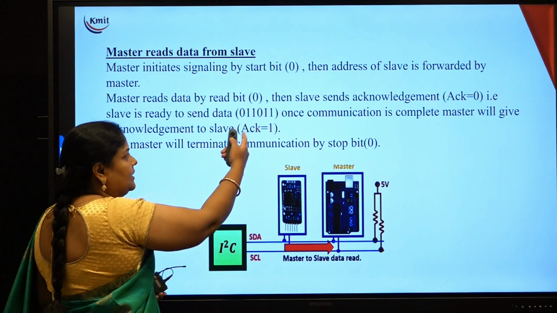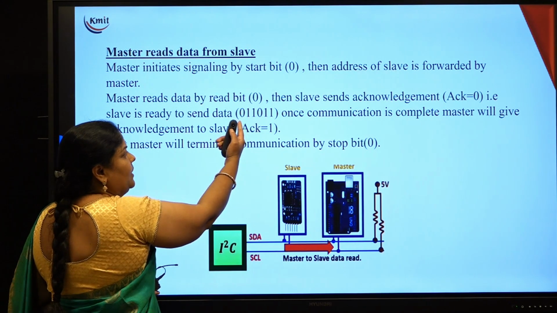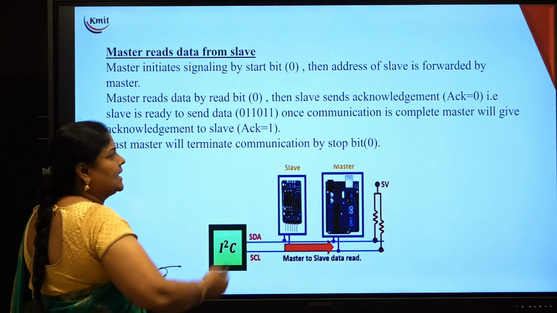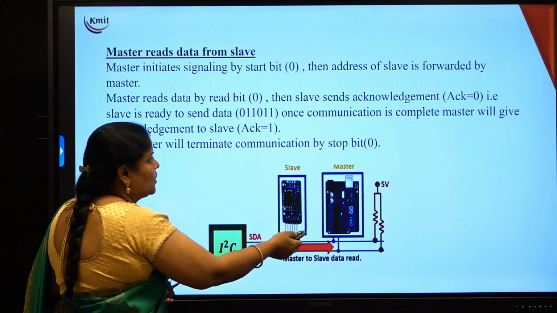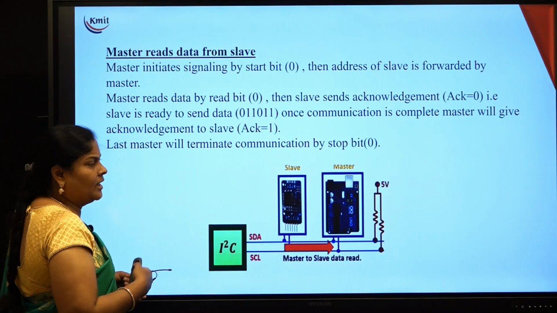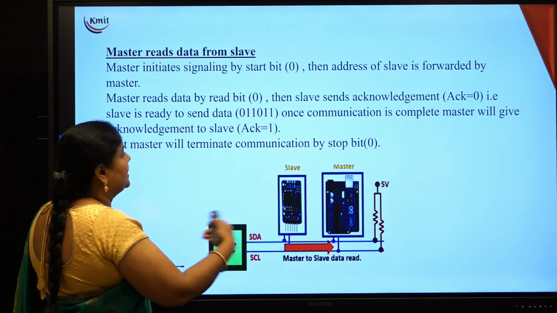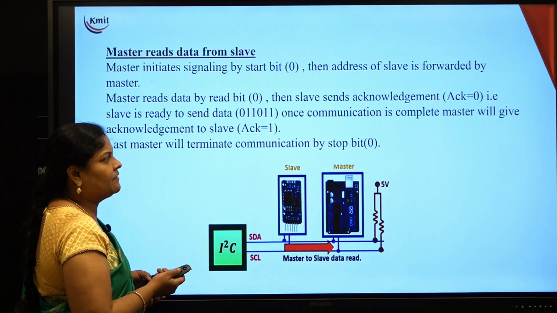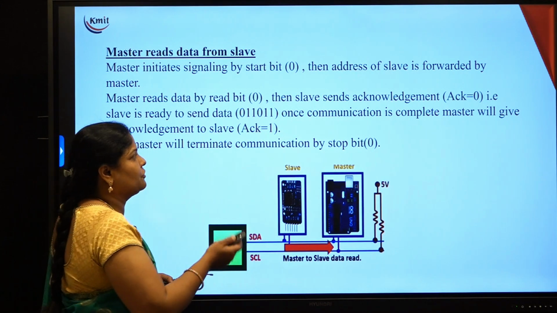So data can be anything, zeros and ones. Here, just as an example, 011011. This is the data the slave wants to send to the master, or the master wants to read from the slave. That is the meaning when we say acknowledgement is equal to 0 from the slave.